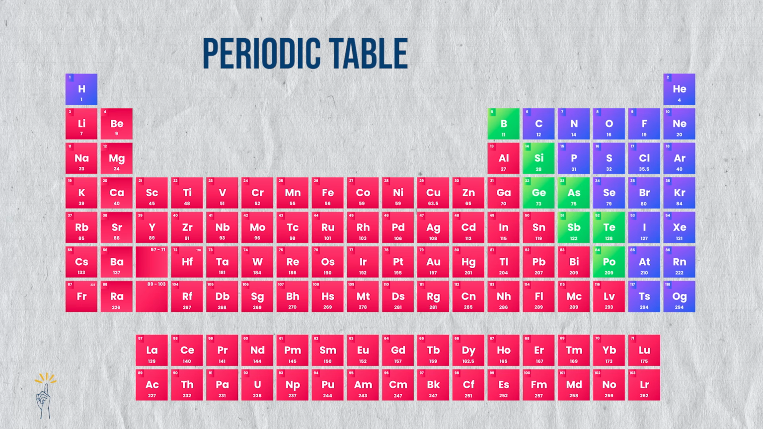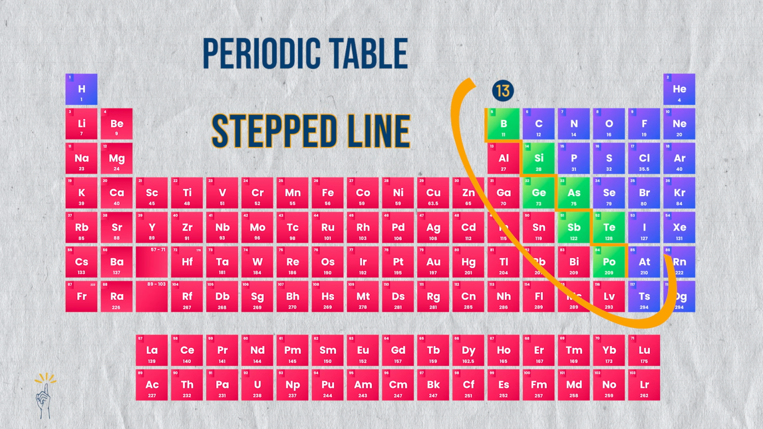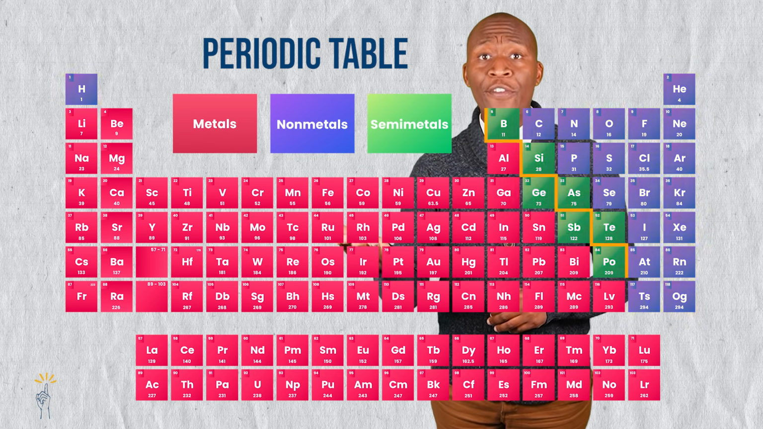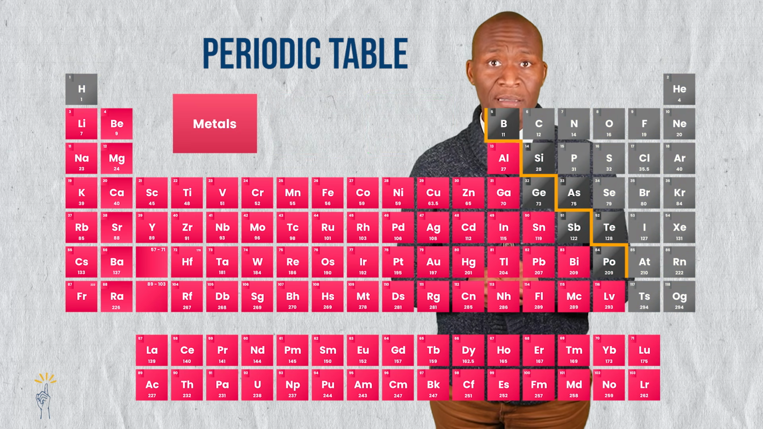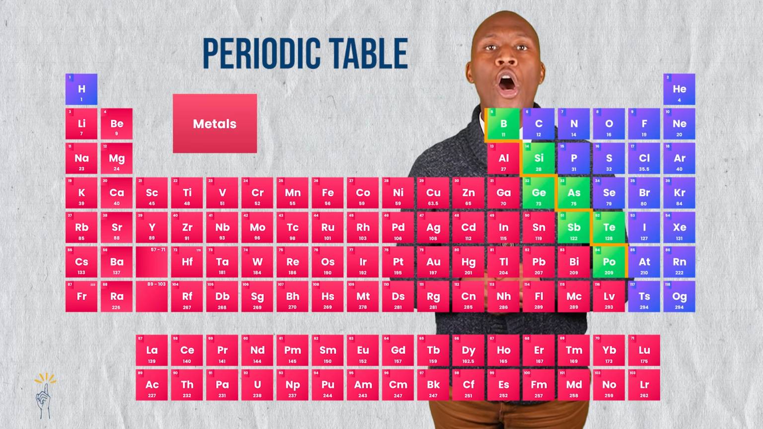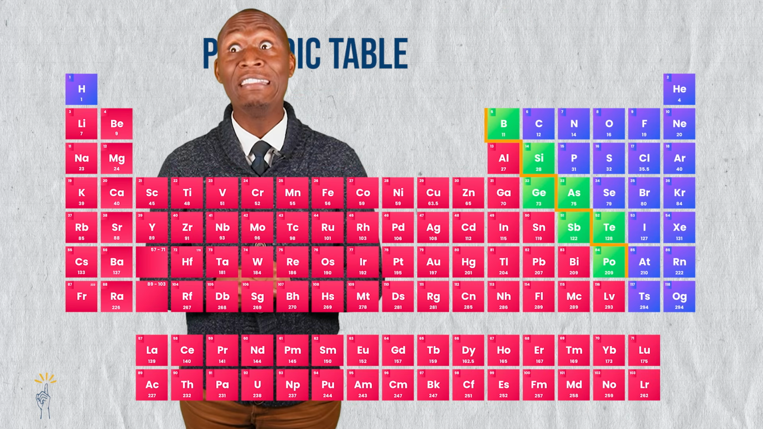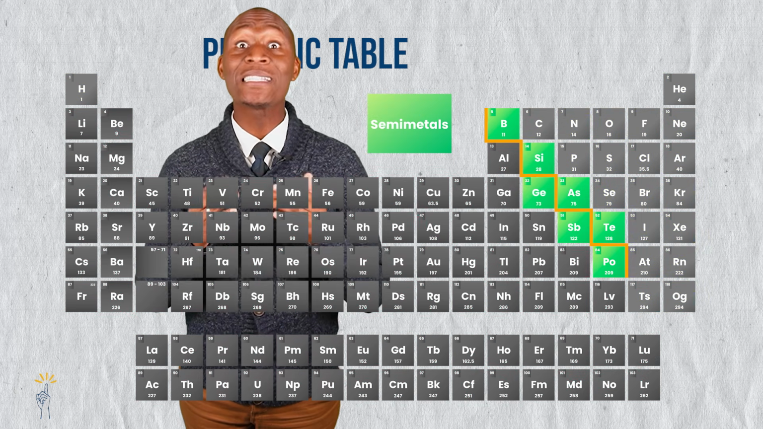If we look at the periodic table structure again, you will notice the bold line starting in group 13. This is called the stepped line and divides the periodic table into metals, nonmetals, and semimetals. Everything on the left of the step line are metals, and everything on the right of the step line are non-metals. Elements next to the step line are semi-metals.